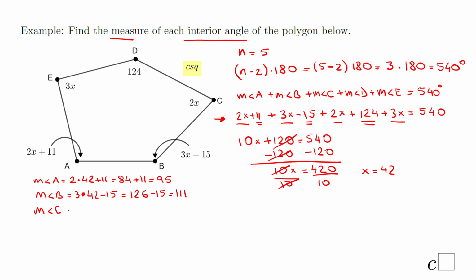Angle C. The measure of angle C is 2x, so we're going to have 2 times 42, and that will be 84. Angle D, we don't have to do anything because we have it. It's 124. I'm just going to copy. And the last one, angle E, is 3x. 3 times 42. And that will be 126 degrees. And that's it for this problem. These are the measures of the interior angles of this polygon.